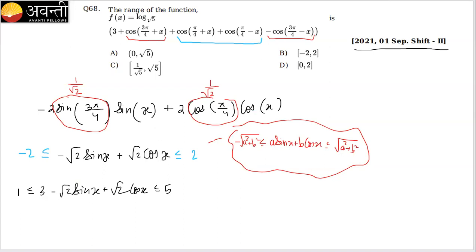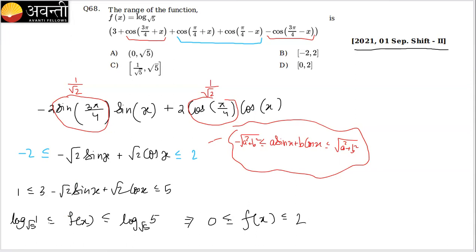Now I have to take log to the base root 5. So if I take log to the base root 5, I'll get log of 1 to the base root 5 less than equals to f of x less than equals to log of 5 to the base root 5. That means, what is log of 1 to any base? It is 0, so 0 is less than equals to f of x. And what is log of 5 to the base root 5? It is 2, by the log property. So f of x lies between 0 to 2. So 0 to 2 means option D is correct.